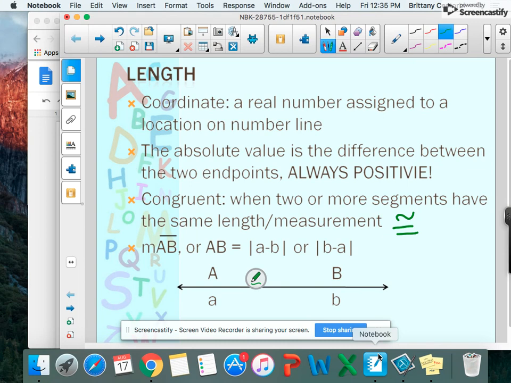Then when we're talking about congruence, it's when two or more segments have the same length or measurement, and we use this symbol right here to show that something is congruent. And then lastly, we have the measure of segment AB. Again, that's the difference between the two endpoints.